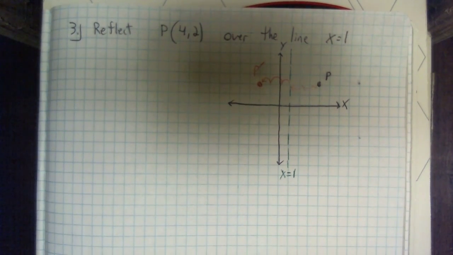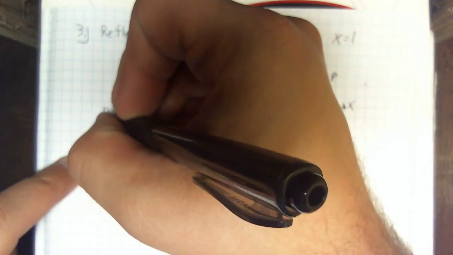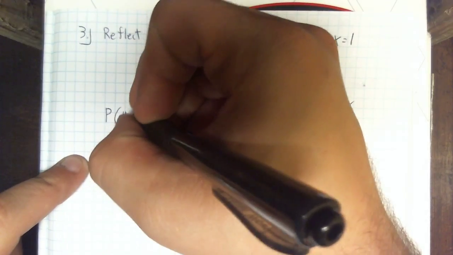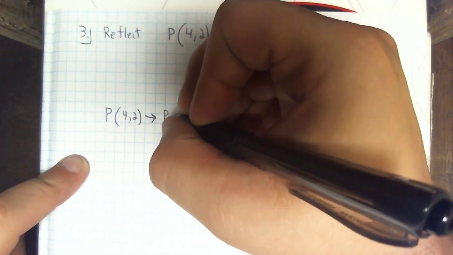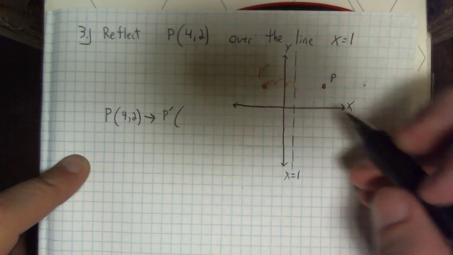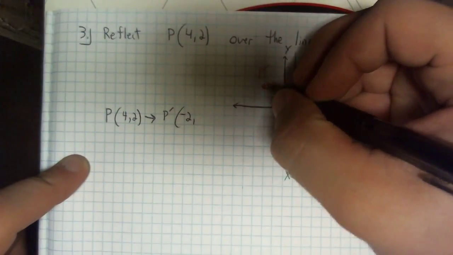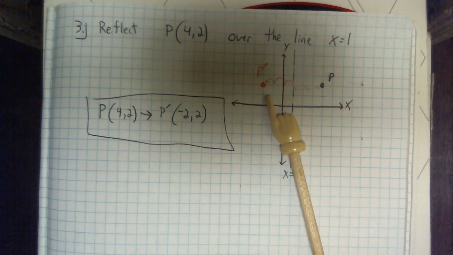The only thing we have to worry about is writing our answers in the proper notation, transformation notation. So for example, this problem, we would say P, which started at (4, 2), went through a transformation, that's what the little arrow is. We end up at P prime, and its location is (-2, 2). And that's how we would write our answer in transformation notation. That's how we would show our answer on a graph.